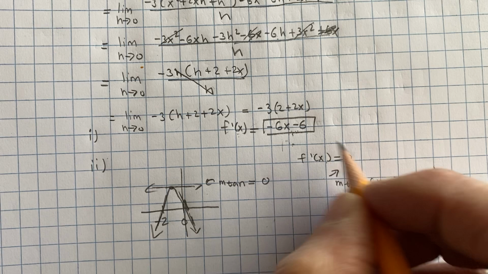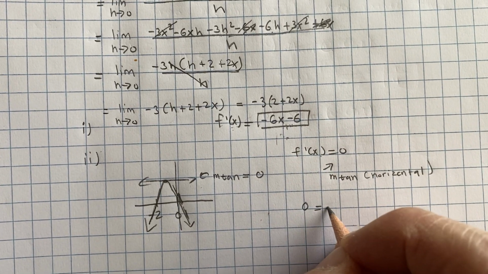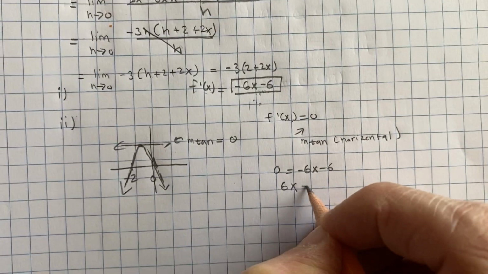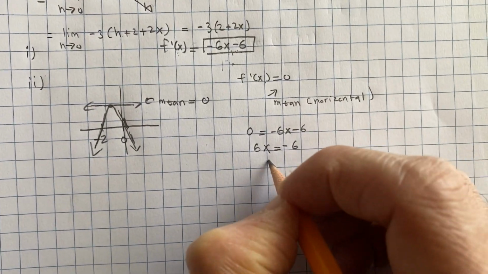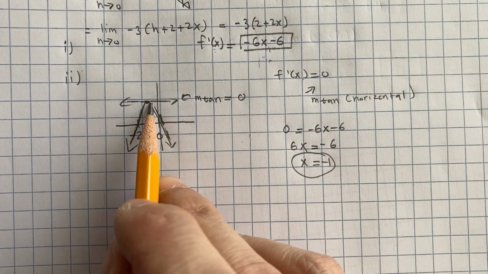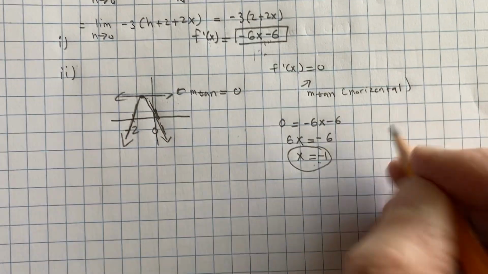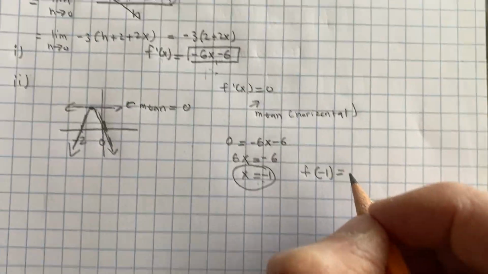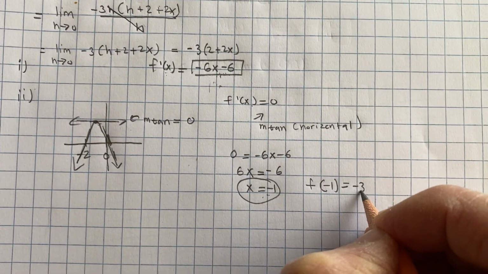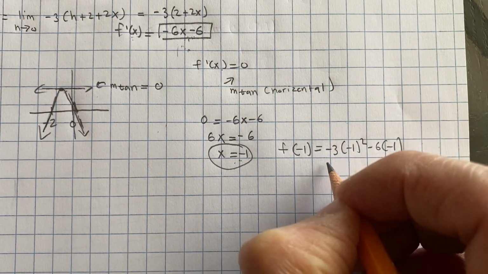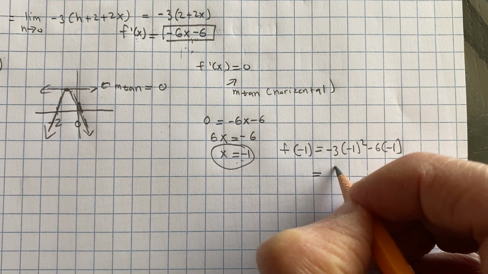Okay, so if I set f prime of x equal to 0, 0 is equal to -6x minus 6. You're going to get 6x is equal to -6, and x is equal to -1, right? This actually is the x value of the vertex right here. So if you want to get the y value, you plug f of -1 into the function. You're going to get -3(-1)² minus 6 times -1, and you will just get 3.